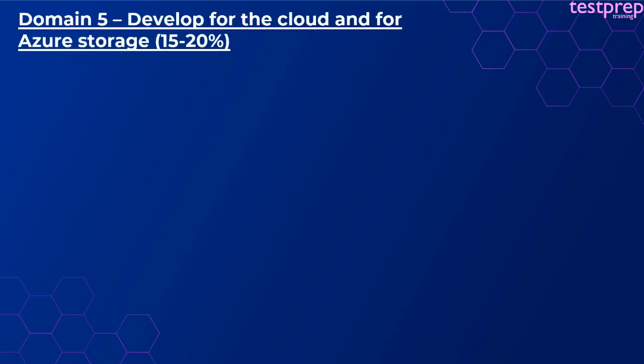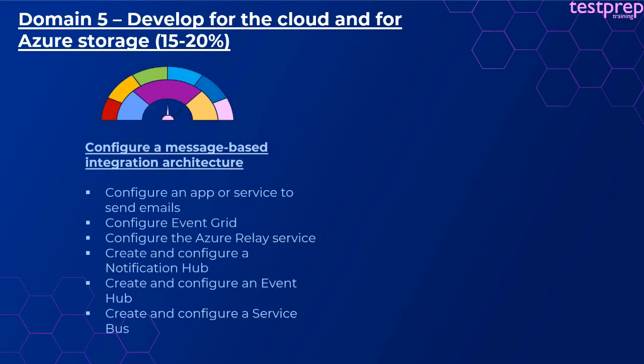Domain 5. Deploy for the cloud and Azure storage, which comprises of 15 to 20% weightage in exam. It can be explained in 4 parts. First, configure a message-based integration architecture. It is divided into 6 parts. 1. Configure an app or service to send emails. 2. Configure Event Grid. 3. Configure the Azure Relay Service. 4. Create and configure a Notification Hub. 5. Create and configure an Event Hub. 6. Create and configure a Service Bus.